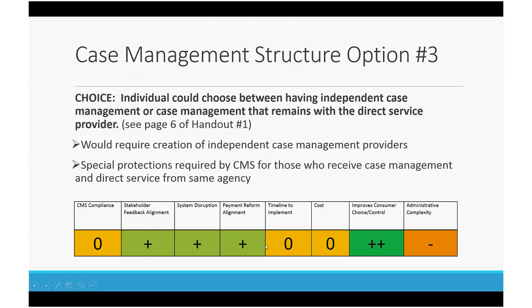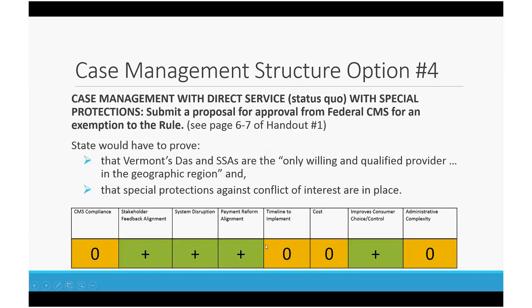And then finally, we would like to hear what you like and what your concerns are about option number 4, which is essentially maintaining case management at the direct services providers and having the state submit a proposal for an exception that includes us showing how the agencies are the only willing and qualified provider in an area, and what our plan is for having special protections in place against conflict of interest.